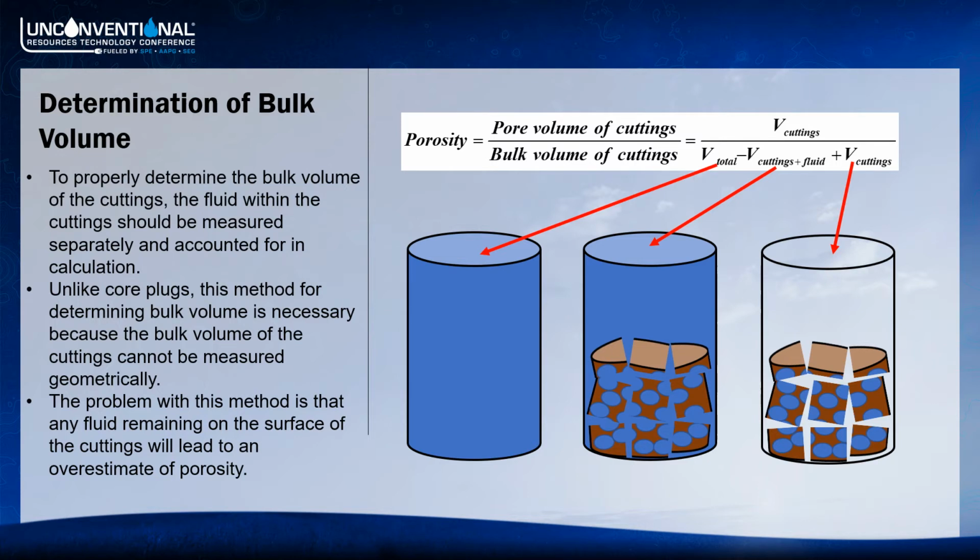The problem with this method is that if there's any fluid remaining on the surface of the cuttings when we do the NMR measurements, it will lead to an overestimate of porosity. Fluid on the surface is hard to avoid because we require the cuttings to be saturated with fluid in order to do NMR measurements, or if they're coming directly from the well, they will have either drilling fluid or formation fluid on the surface by default. So dealing with this surface fluid on the cuttings has been the principal effort in this work. So I will spend the next couple of slides explaining that.